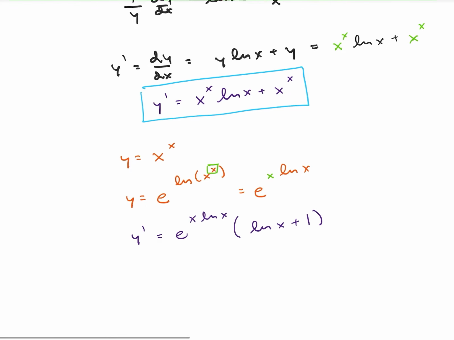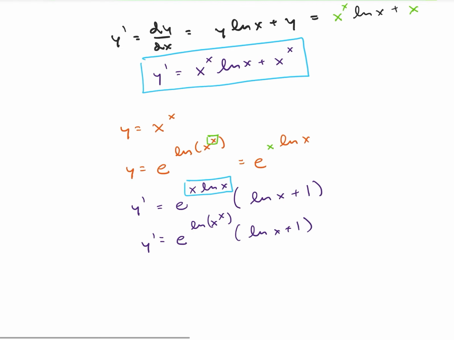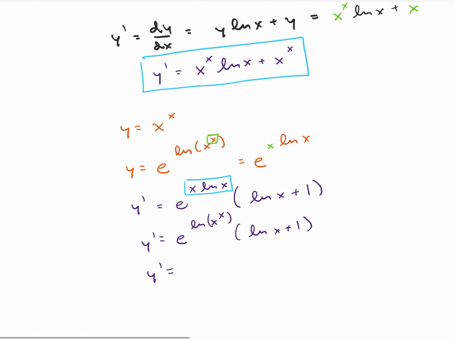So then what do I notice here? So I notice that I can rewrite this portion on the left now, x ln of x. I can pull that x back up. So now I'm going to have y prime is equal to e to the ln of x to the x times the natural log of x plus 1. And once again, I'm going to end up with y prime is equal to x to the x ln of x plus x to the x.